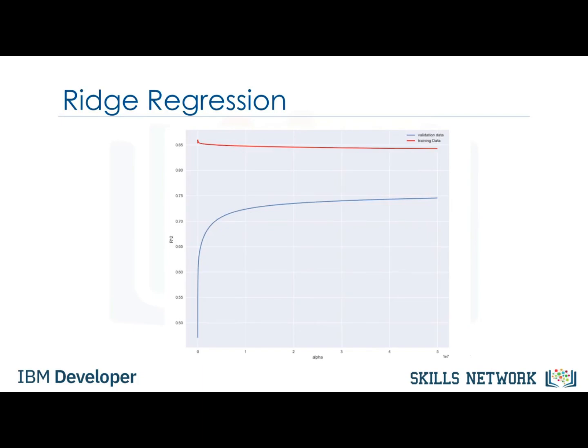The horizontal axis represents different values for alpha. We use several features from our used car dataset and a second-order polynomial function. The training data is in red and validation data is in blue. We see as the value for alpha increases, the value of R-squared increases and converges at approximately 0.75.